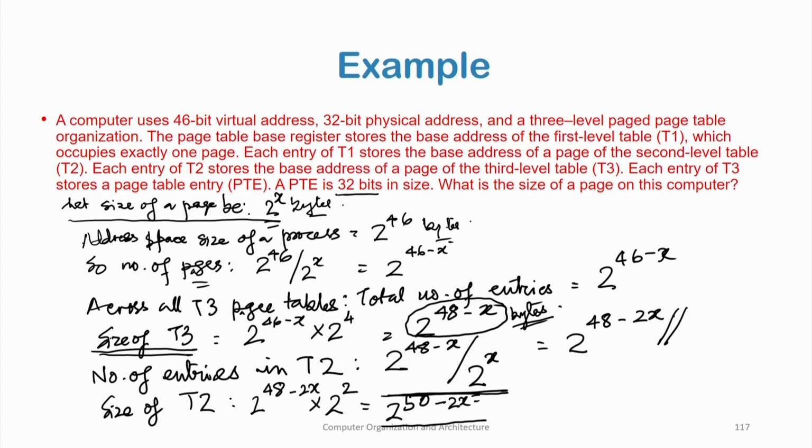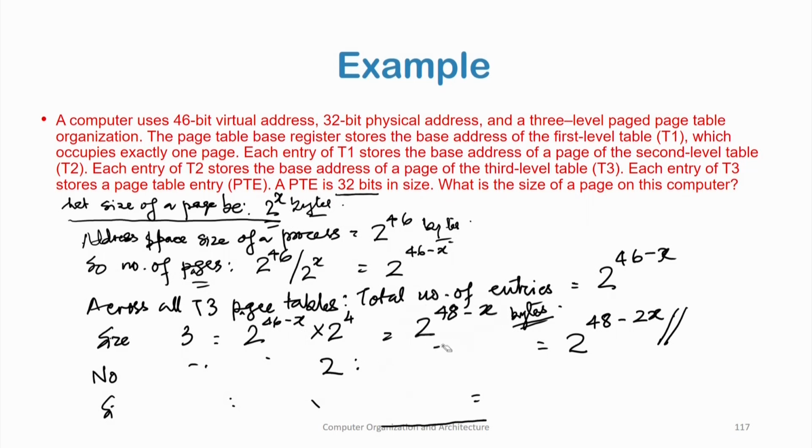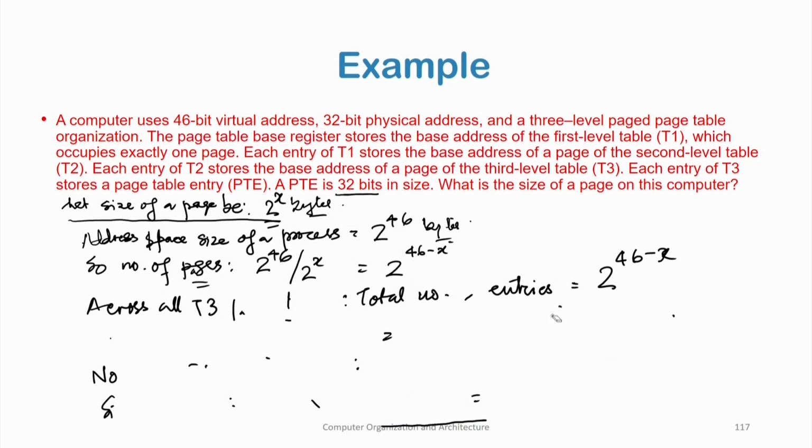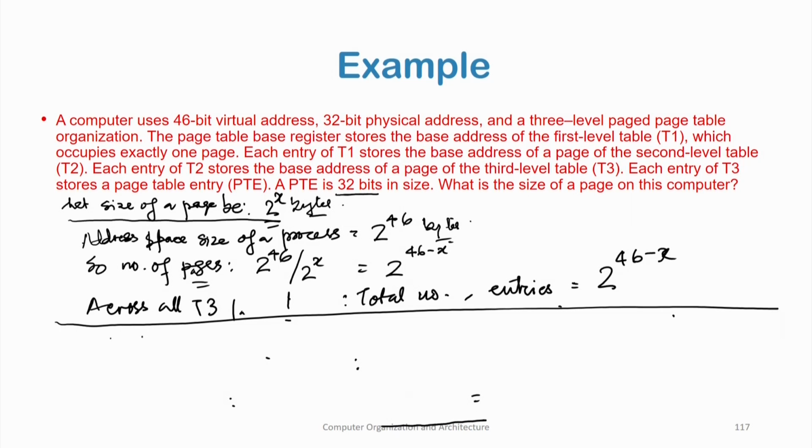Okay. If I rub this to get some white space, basically what am I having? 2 to the power 50 minus 2x is the size of the T2 page tables. Okay, it is the size of the T2 page tables.